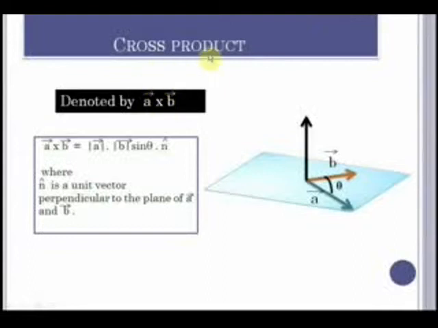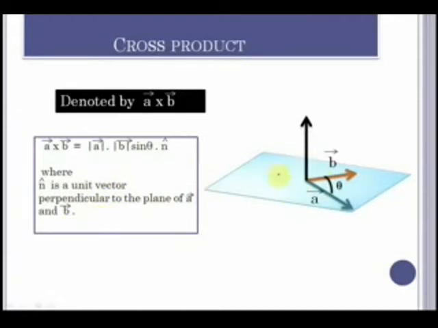Cross product is denoted by A cross B. So if we have any two vectors A and B, and we want to find the cross product between these two vectors, then this resultant is known as A cross B. Now A cross B is equal to the magnitude of vector A into magnitude of vector B into sine theta into n cap. Now what is this n cap? N cap is a unit vector perpendicular to the plane of A and B.